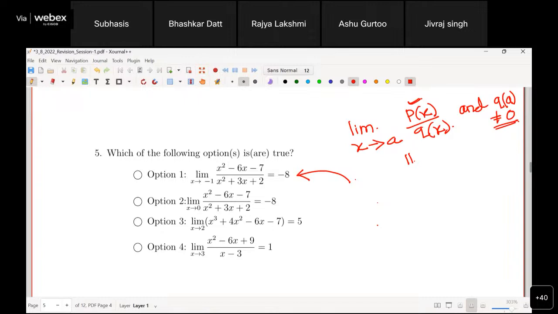So here I have p of x and q of x. The only thing I need to check to directly apply this is whether q of a is non-zero or not. If I find q of -1, then I am getting 1 minus 3 plus 2, which is 0, right? So I can't directly apply this. Instead, what I will do now is, this is x square minus 6x minus 7.